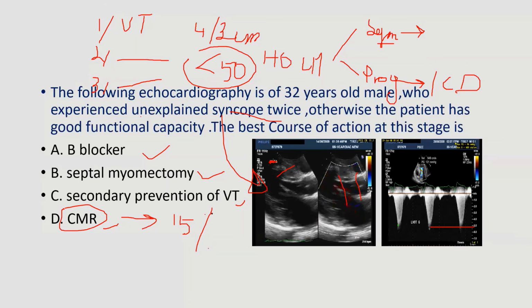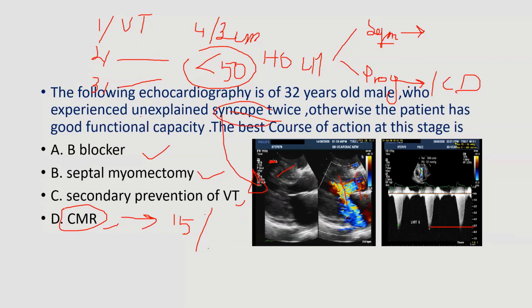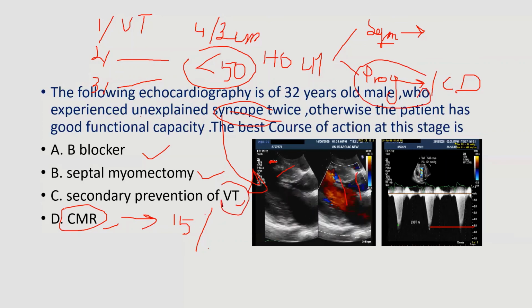This is prognosis. So this patient was having syncope, that puts him in the prognosis category, and I will go for ICD. If the patient is symptomatic, he has shortness of breath, I will go for beta blocker. If beta blocker fails, I might consider septal myomectomy. So beta blocker and septal myomectomy are for symptom alleviation. ICD is for sudden cardiac death. So HOCM has two clinical tracks, always.